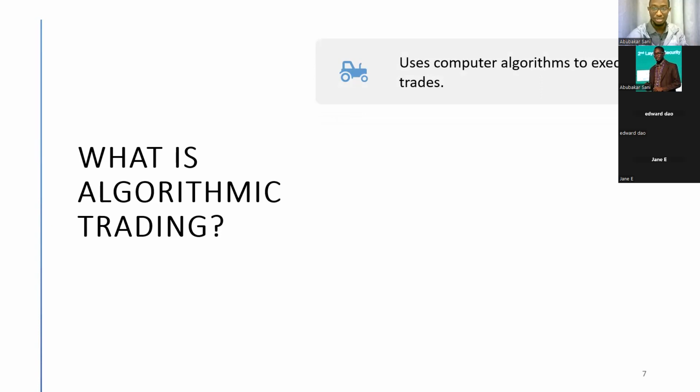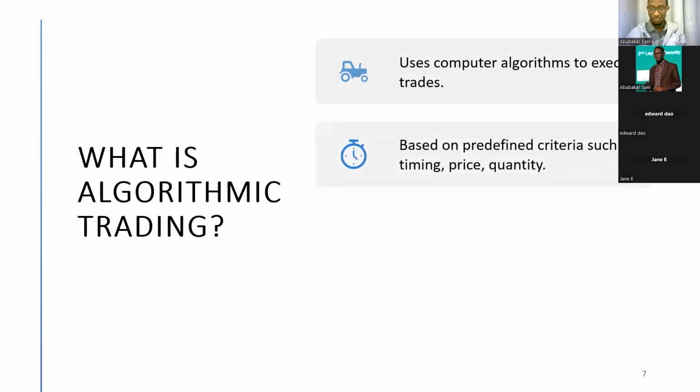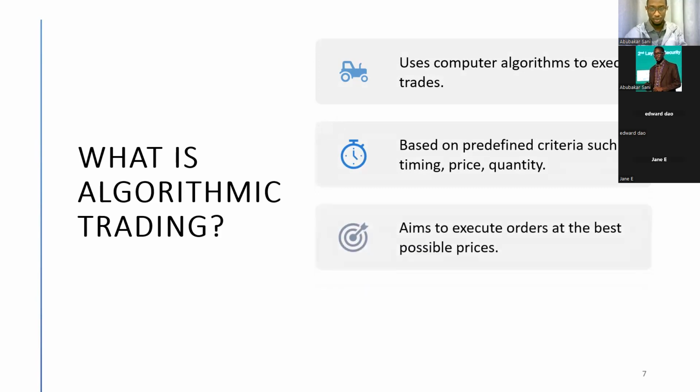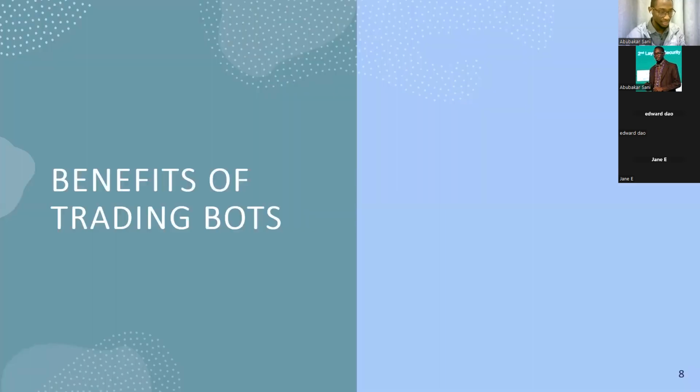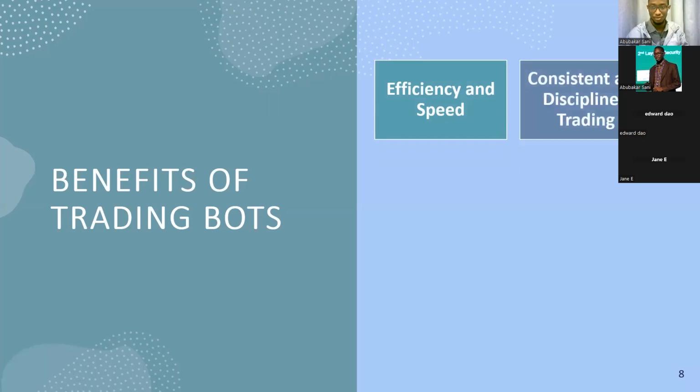You use your computer algorithm to execute the trades, and it is done based on some predefined criteria which we're going to set. It aims to execute orders at the best possible rates. Because sometimes if you are the one executing the trade, there could be an opportunity, but you are sleeping, or you are busy trying to pick a call, or you are at work. You will miss that opportunity. But this is going to be there, watching out for everything. So these are the benefits: efficiency and speed, it's fast, it's consistent, and it's a disciplined trader.